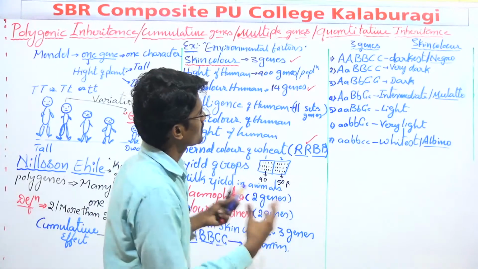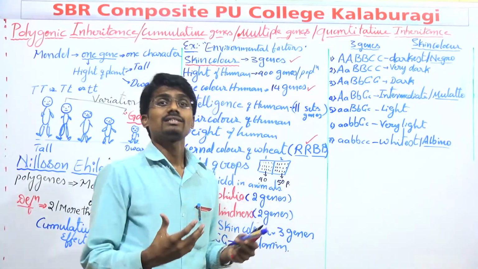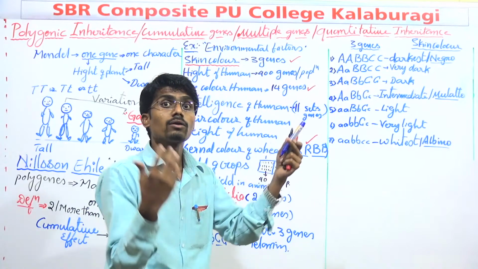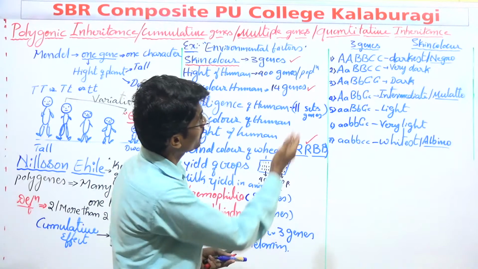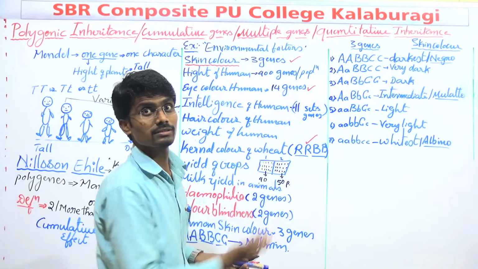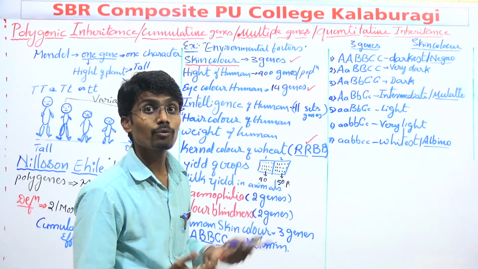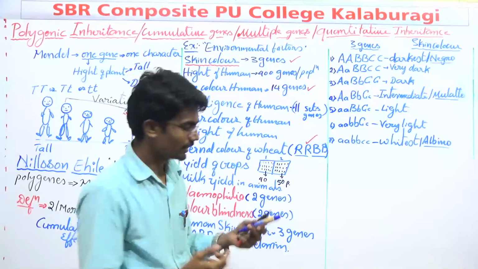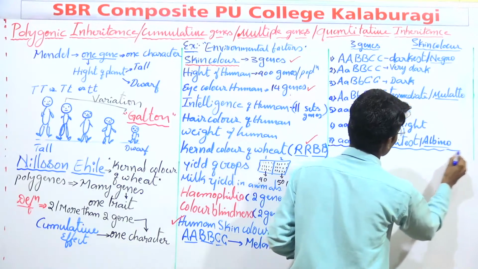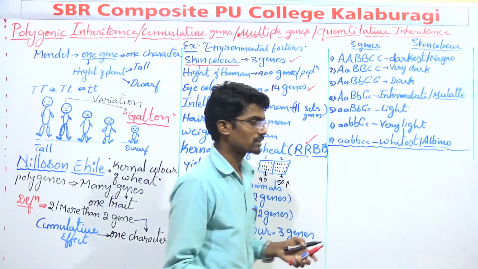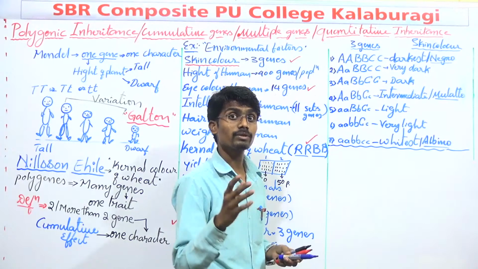Got it? Let's see. If you go for crossing, how Mendel crossed the tall and dark plant, he got different varieties. Now we will cross different color of individuals. Let's see what is the color of progeny. It is very interesting. Let's see what is the coloration. It is very important for your upcoming generations.